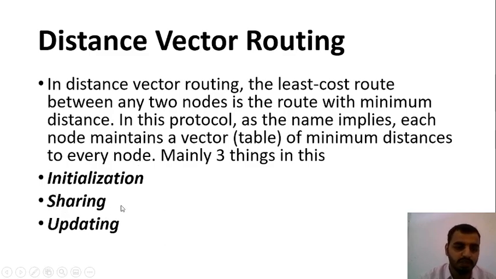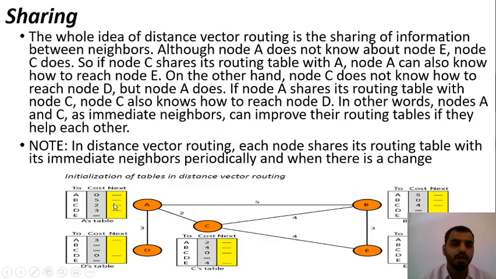Now coming towards the second thing, that is sharing. What is sharing? The whole idea of distance vector routing is the sharing of information between neighbors. This is the main place where distance vector routing is different from other routing.